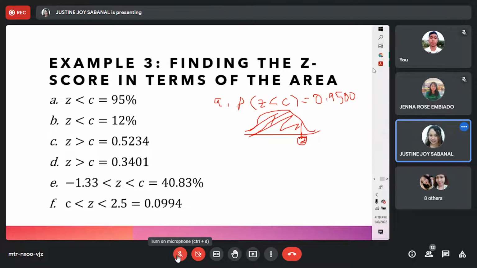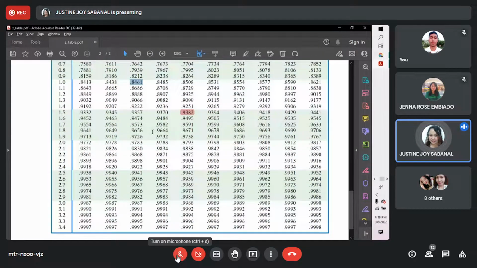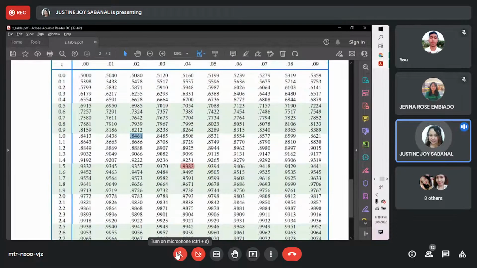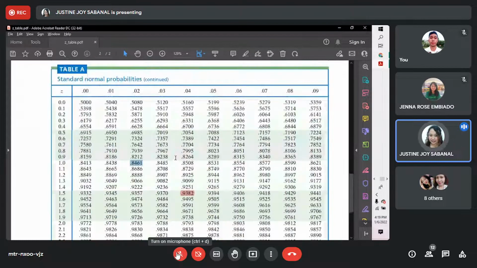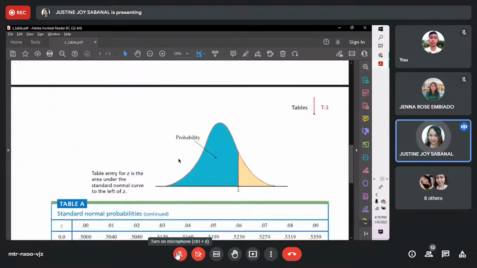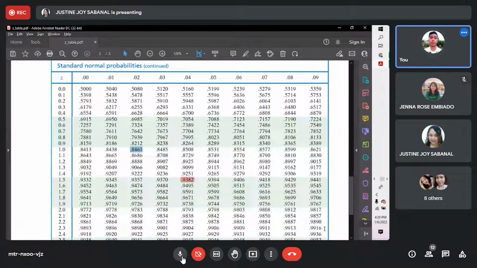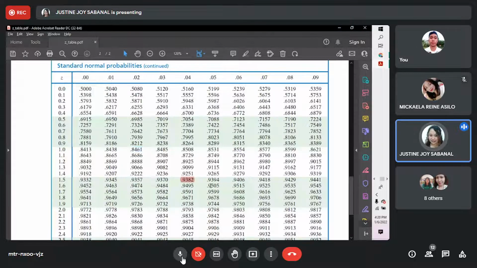So, pag ang probability na given is greater than 0.5, automatically hahanapin niyo yun sa positive region. Pag less than 0.5 po yung probability na binigay sa inyo, sa negative region niyo po yun hahanapin. So tingnan muna natin dito kung meron bang exact na 0.95. Okay po. So thank you. Wala po. Okay, correct. Wala.